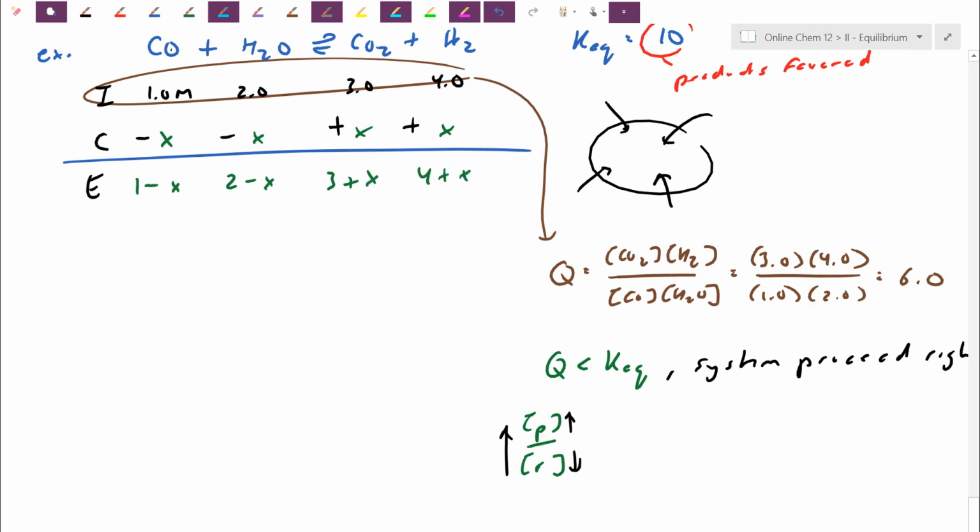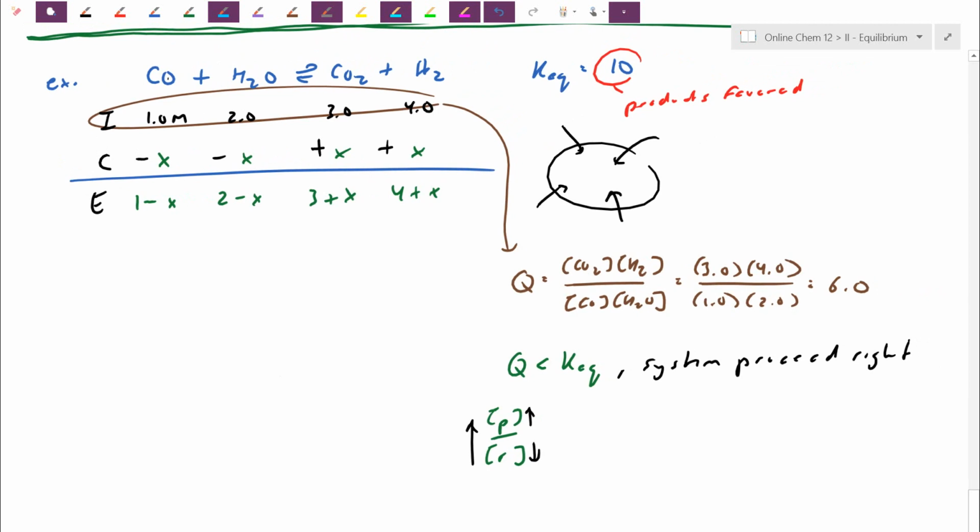Your regular Chem 12 would just stop there. It would say, okay, it proceeded right, great, it needs to climb. Just to give you a challenging bonus here, because the numbers aren't so nice, we will actually use a quadratic formula. It is going to take a little bit more work to get to x.